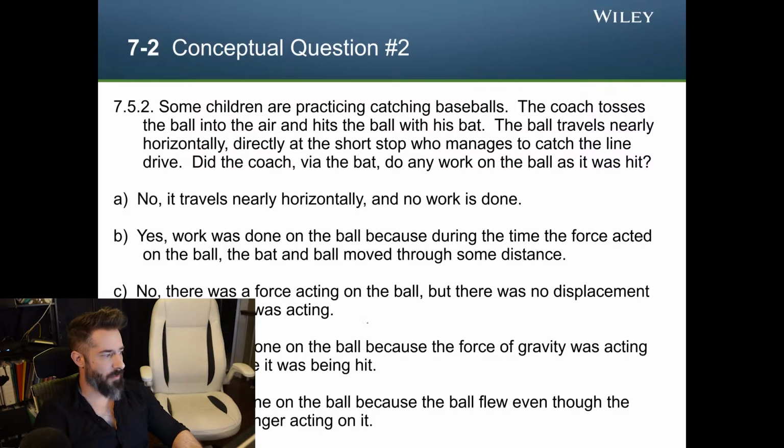Another conceptual example: some children are practicing catching baseballs. Coach tosses the ball into the air and hits the ball with his bat. The ball travels nearly horizontally, directly at the shortstop, who manages to catch the line drive. Did the coach, via the bat, do any work on the ball as it was hit?